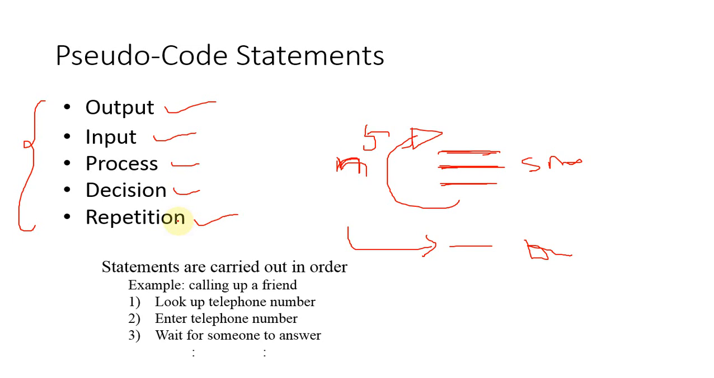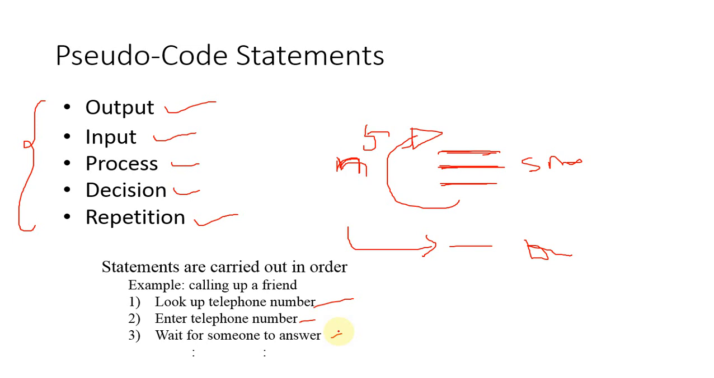Okay, so here, look up the telephone number. The example is calling up a friend. Look up the telephone number of my friend, and enter the telephone number or type it, or select the contact and wait for someone to answer. If you want to talk with your friend, probably on your mobile you pick the contact number of your friend, then dial it and wait for someone to answer.